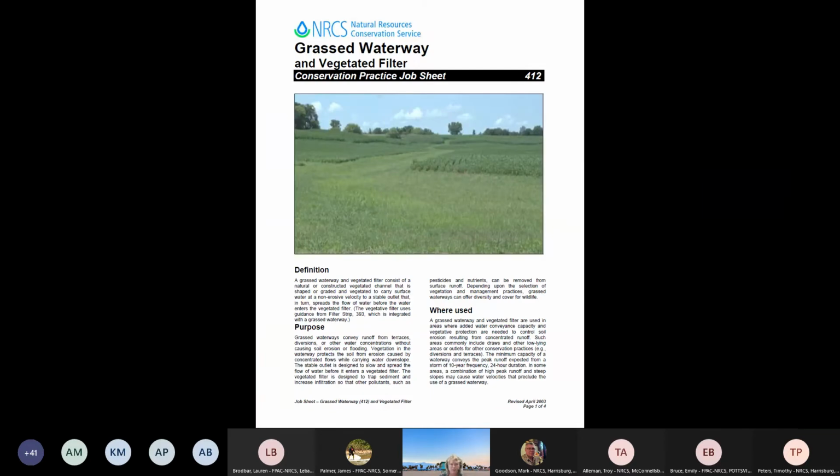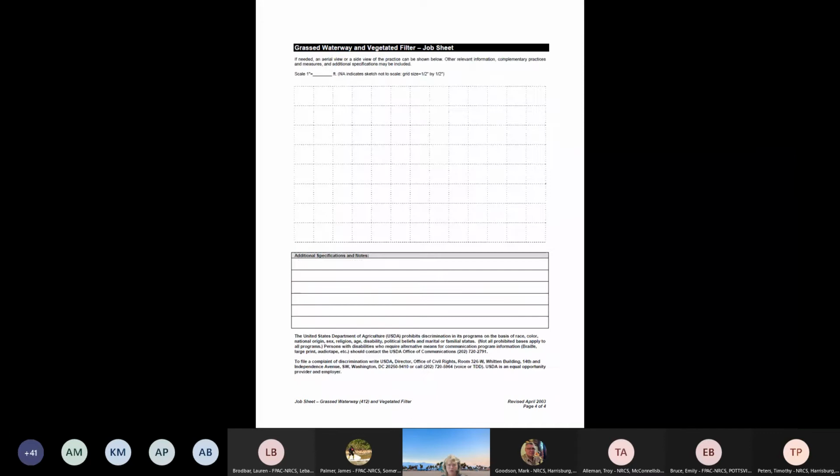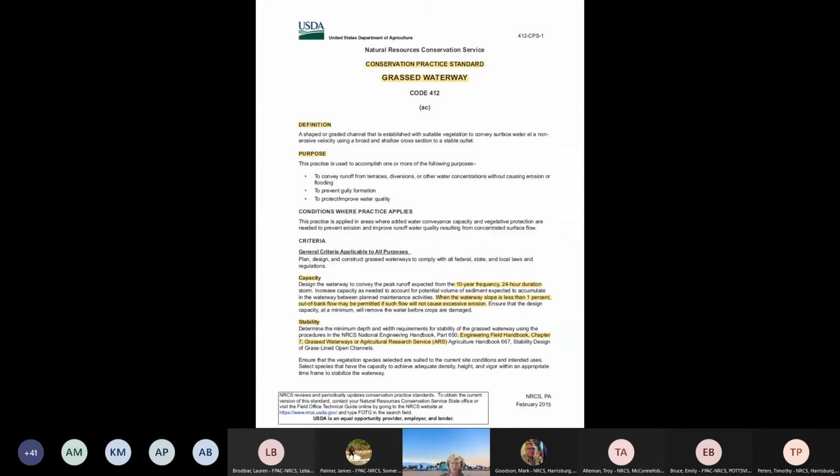So these are the items that you'd find here in ePhotog. Not all of our engineering practices have a job sheet, but the job sheet gives a short summary of what the practice is. It gives you the definition, where you use it, and here's a nice little diagram showing a trapezoidal with a flat bottom, or the parabolic, which is a gradual curve to the bottom of the waterway or diversion. This has general vegetation requirements, operation and maintenance. So this is a good thing if you are unfamiliar with the practice, go look at ePhotog, see what they have available for you to learn more about the practice.